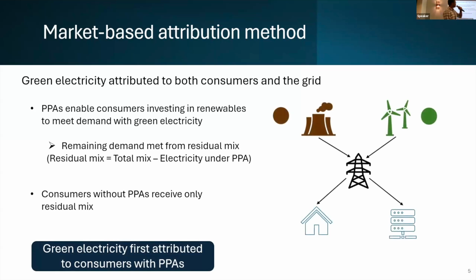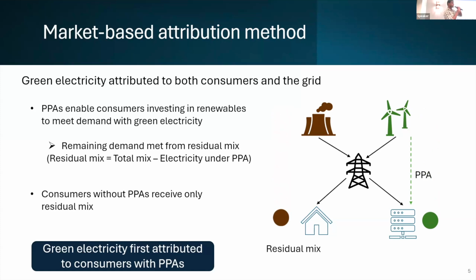Let's take the same example and assume now that the data center on the right has a PPA with the wind electricity supplier. It has a PPA and buys all electricity to meet its total demand. So the data center can now claim that it only consumes wind electricity, which is green. And all other consumers in the grid, for example, the house, which do not have a PPA, will receive the residual mix, which in this case is just coal.